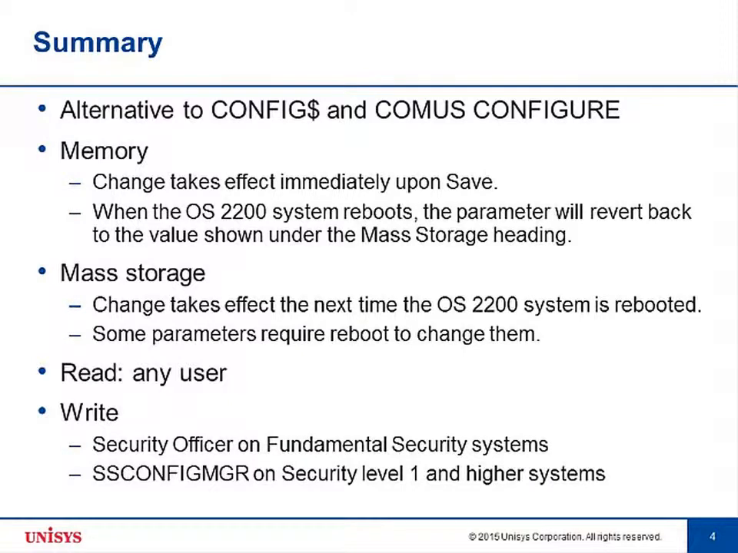In summary, Apex provides an alternative to using the config $processor or comas configure from a demand session. If you change a value in the memory column, the change takes effect immediately upon save. Then when the OS 2200 system reboots, the parameter will revert back to the value shown under the mass storage heading. If you change the value in the mass storage column, then it takes effect the next time the 2200 system is rebooted. Note that some parameters do require a reboot to change them.